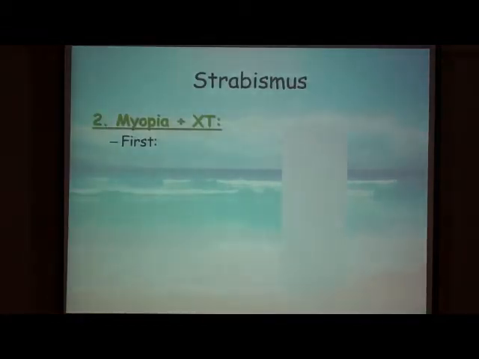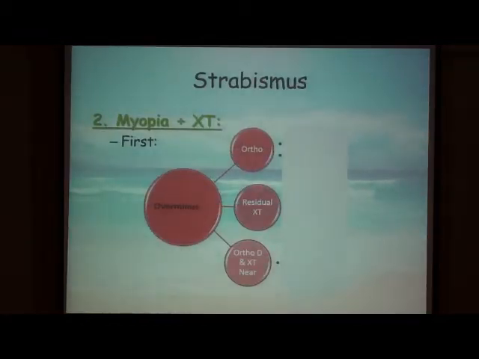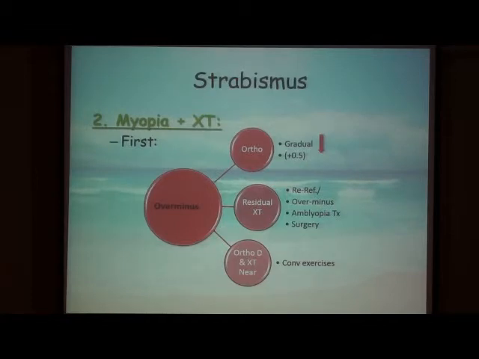The other situation, myopia with exotropia. Again, in the first visit, we respect the minus, we usually give more than the cycloplegic refraction, we can even over minus from the first visit, then according to the situation afterward. If the patient is orthotropic, I can gradually decrease this over minus. The same idea: residual exotropia, re-refract, over minus, amblyopia treatment, finally surgery. If we have ortho for distance, XT for near, we do convergence exercises, not surgery.